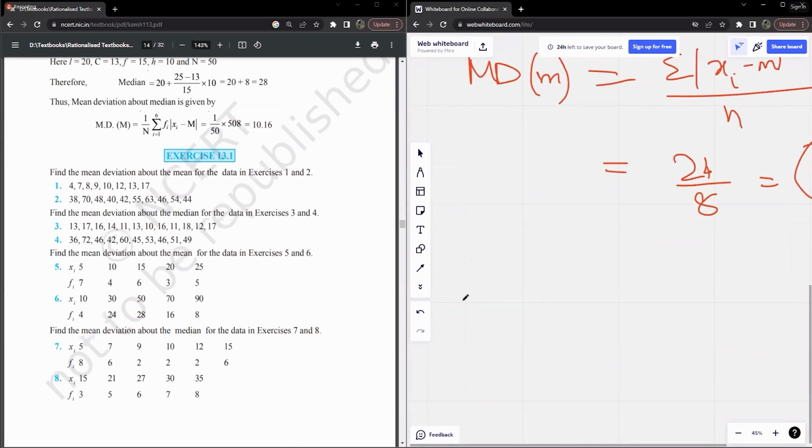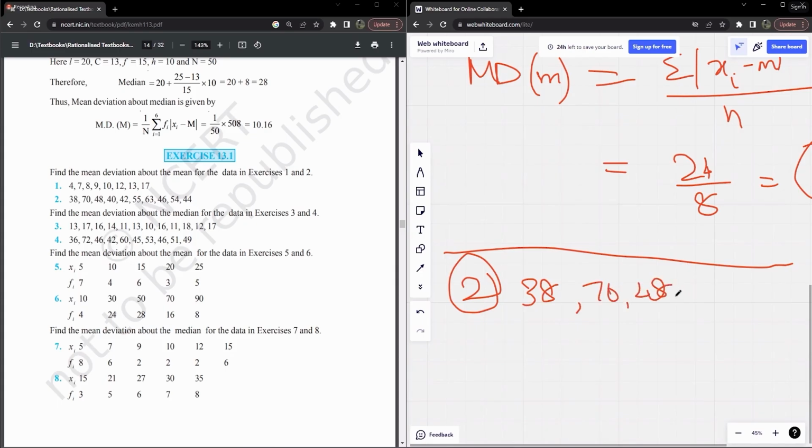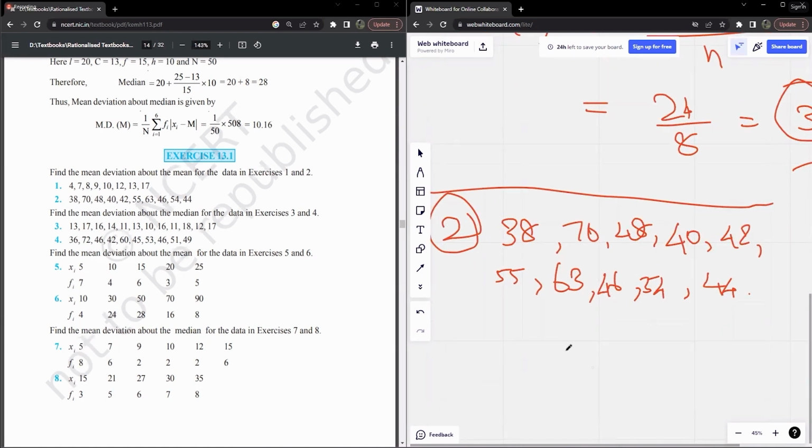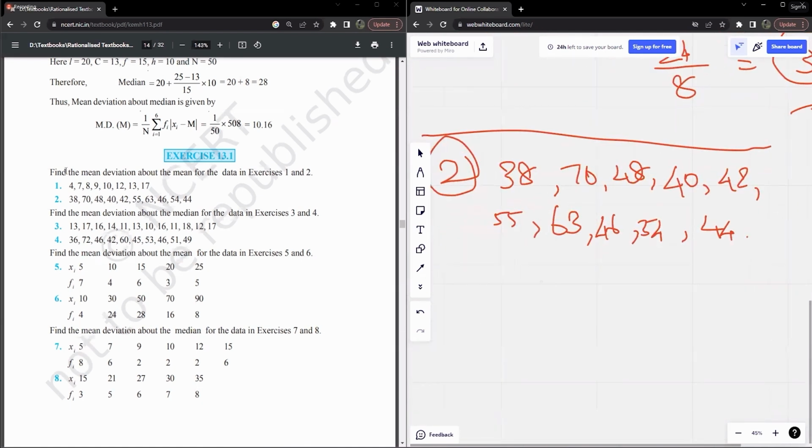That's question number 1. Question number 2. The data set is 38, 70, 48, 40, 42, 55, 63, 46, 54, and 44. Writing this in a Python list would be easier, I guess. So we have this list.